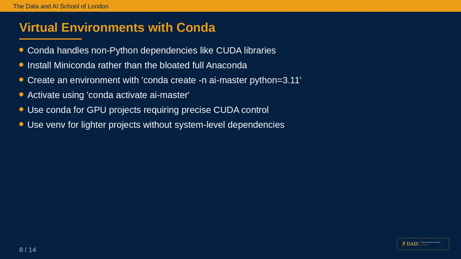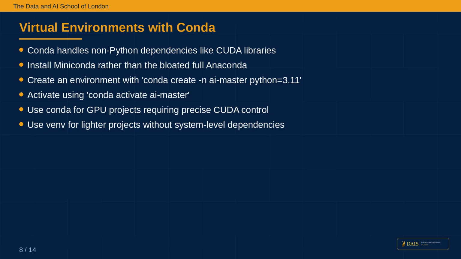Conda offers capabilities that venv cannot match, particularly around GPU and CUDA library management. When you are working with deep learning frameworks that depend on specific CUDA versions, Conda handles those system-level dependencies far more reliably than pip alone.